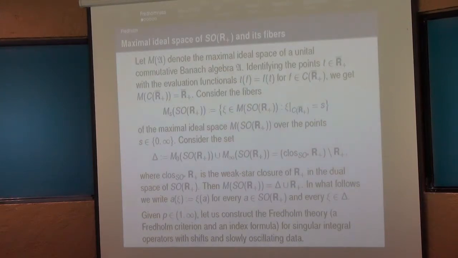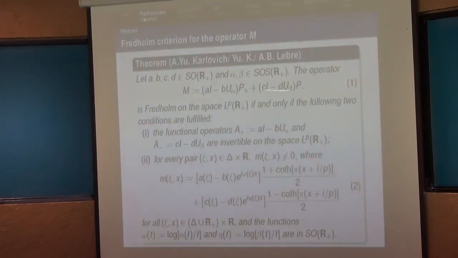Given p in the interval (1, infinity), let us consider the Fredholm theory, so a Fredholm criterion and an index formula for singular integral operators with shifts and slowly oscillating data. The first example of such an operator is the following, the simple operator. We consider such functional operators because alpha and beta are diffeomorphisms of the positive half line. So this is a shift operator. So these are functional operator coefficients, and P plus-minus related to the Cauchy singular integral operator.